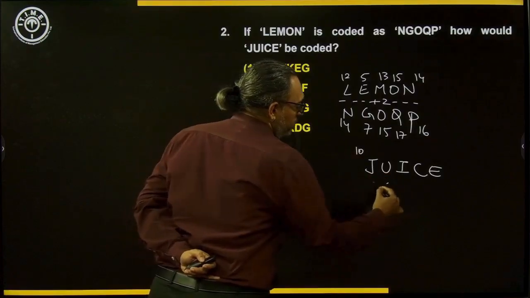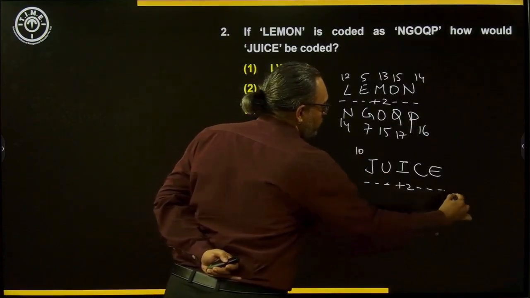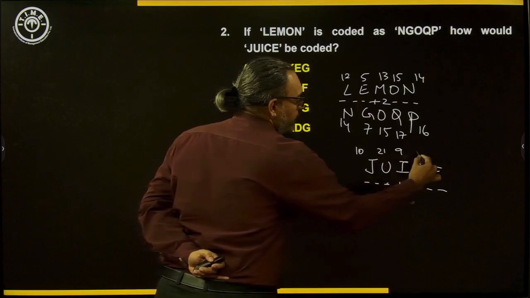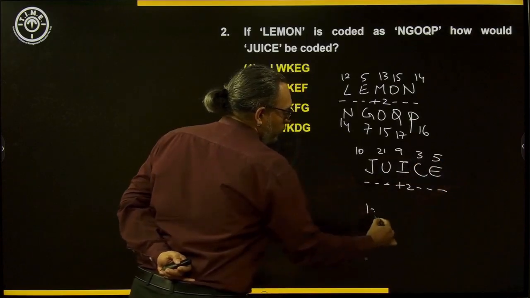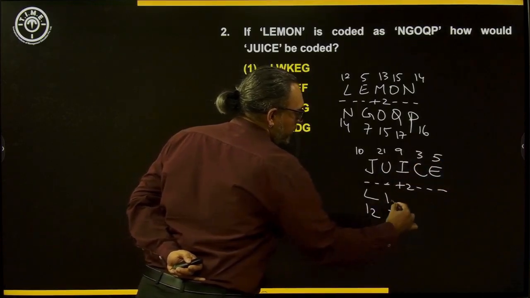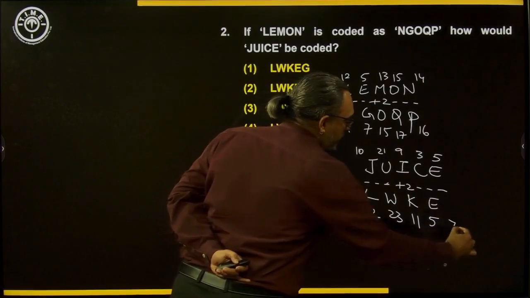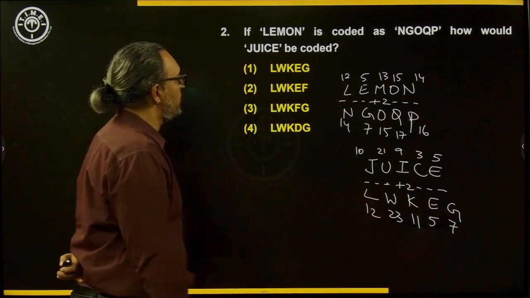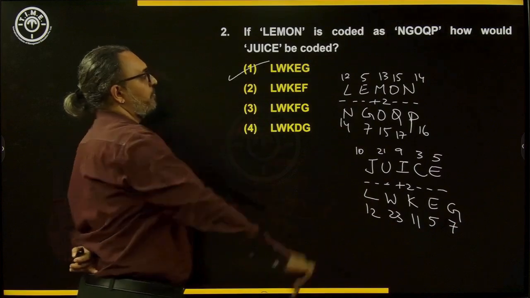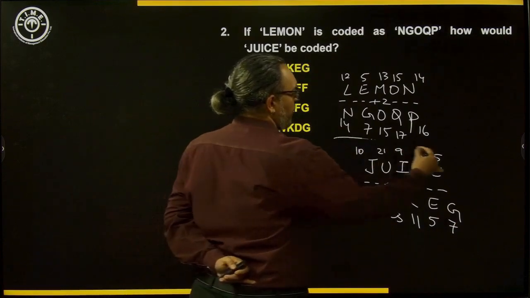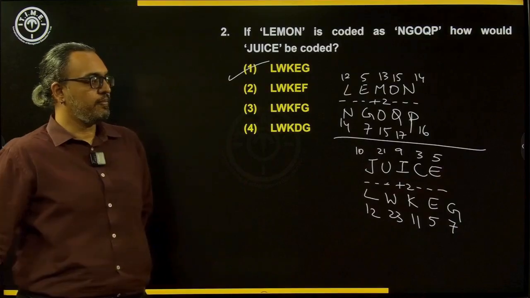10, and we constantly add +2. So 21, 9, 3 and 5. So you get 12 is L, 23 is W, 11 is K, 5 is E, 7 is G. So LWKEG. That's available in the first option. Correct?